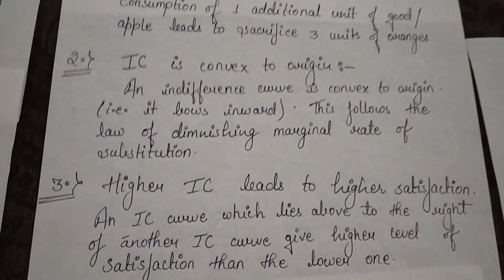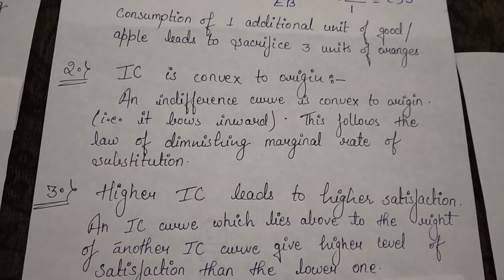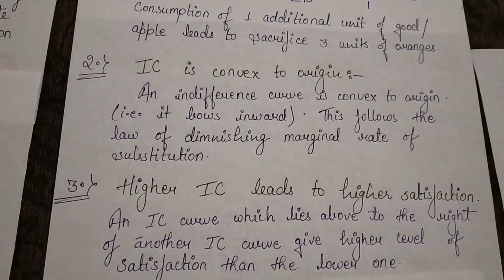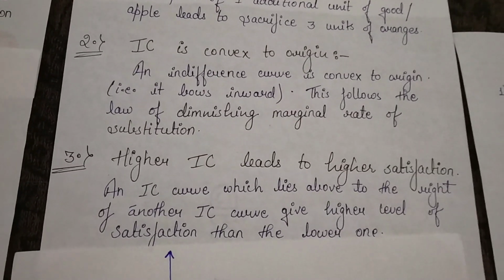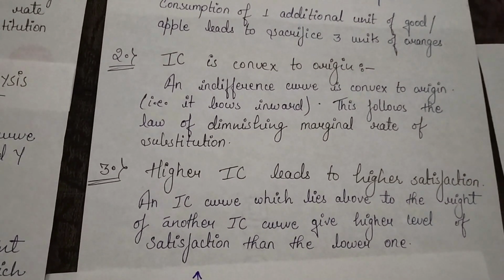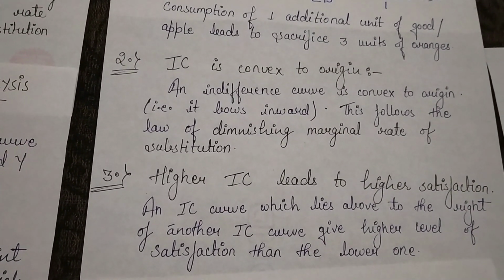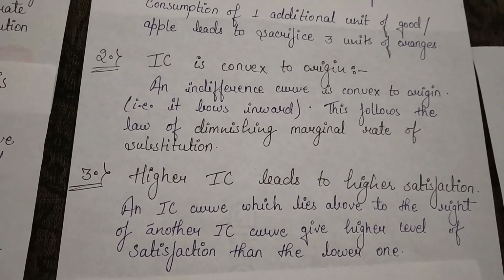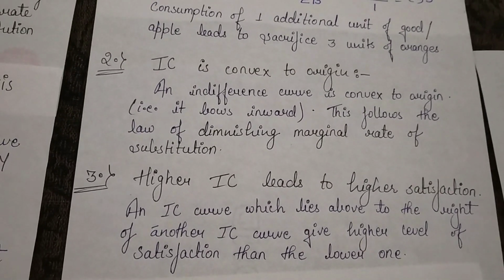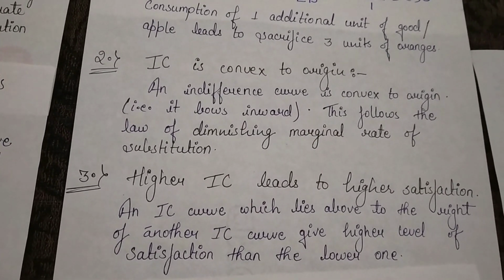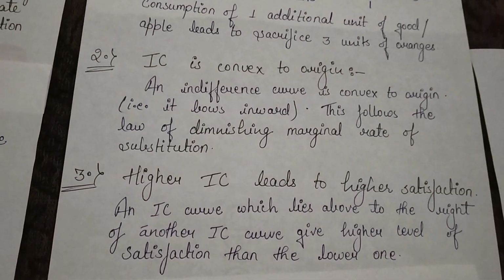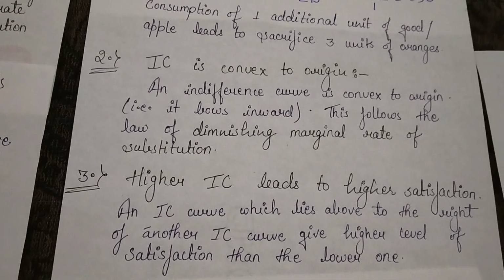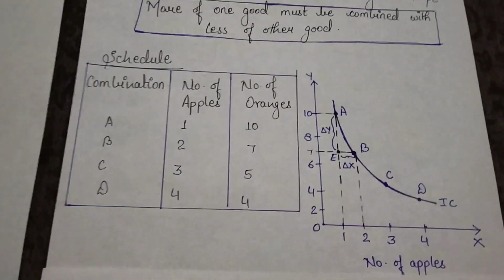Okay, now the second point, or you may say the second property, is that the IC curve is convex to the origin. Convexity means that the curve bows inward to the origin. Why? Because it follows the assumption of the law of diminishing marginal rate of substitution, which assumes that the lesser the amount of one commodity consumed by the household, the less willing the household is to give up a unit of that commodity to obtain an additional unit of the other commodity. Look here on the same schedule and diagram.